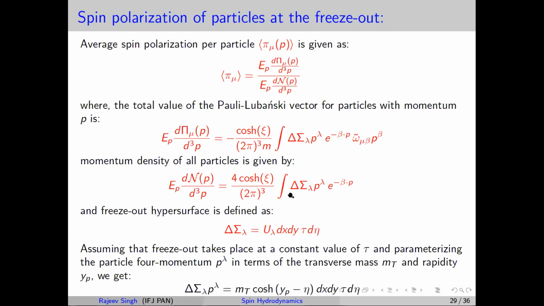Okay, and this is the freeze-out hypersurface, which in this case is of this form, in terms of u lambda, meaning the fluid flow vector, and proper time and rapidity, and p is the particle four-momentum.